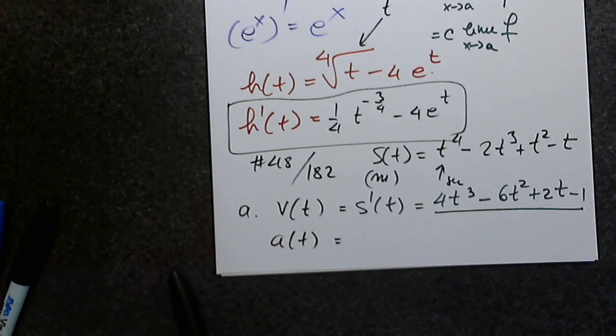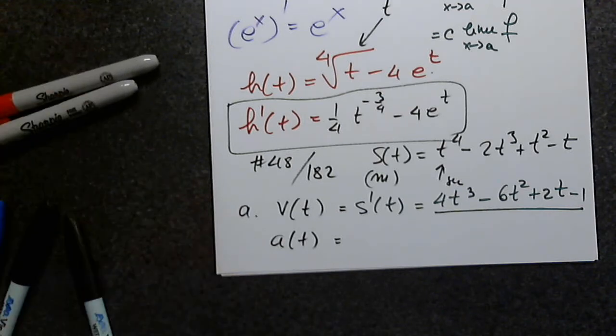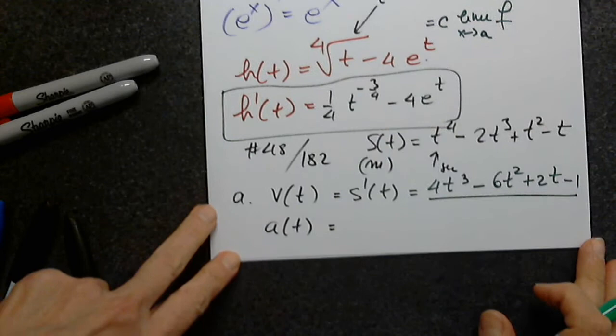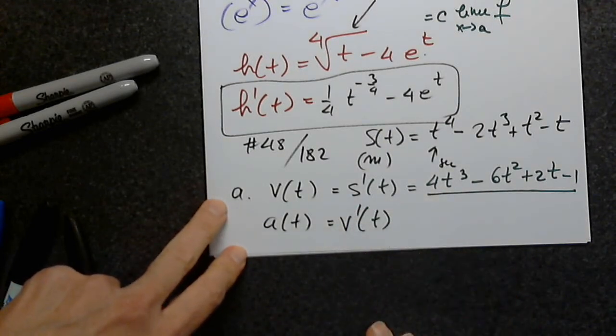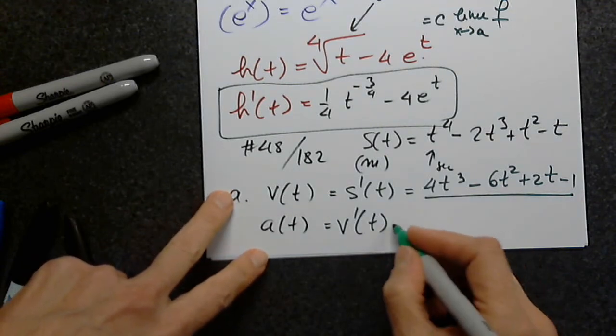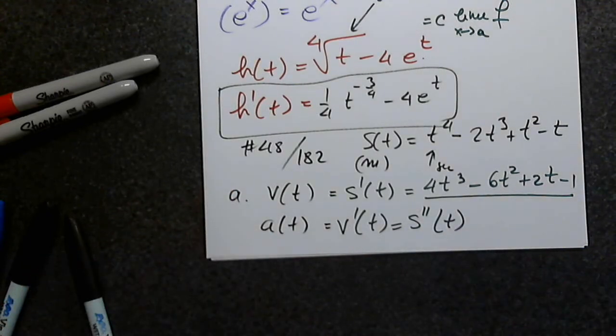What if there had been a constant, like +6? What is the derivative of a constant? Exactly. A constant does not change. So now I'm asked to find the acceleration. How do I find the acceleration? Is it the first derivative of v, or the second derivative of s?